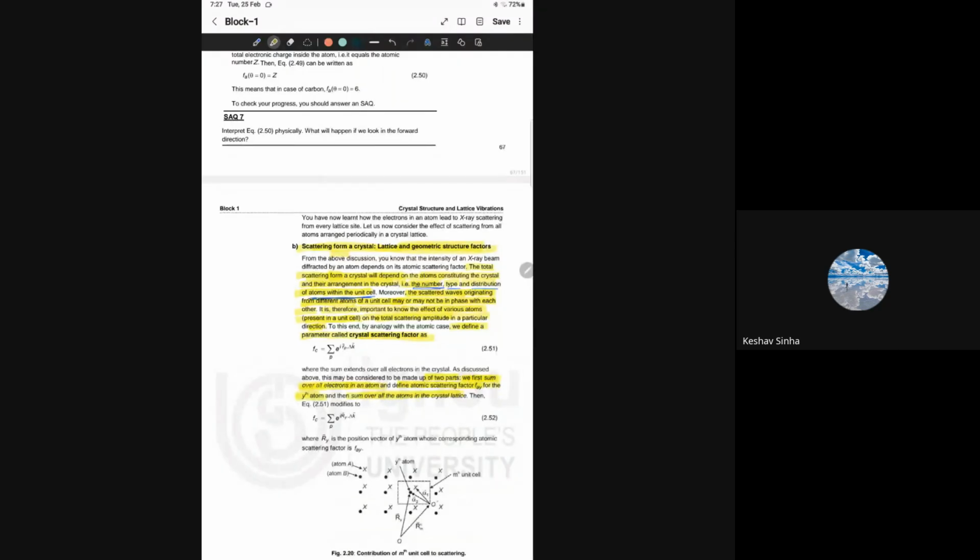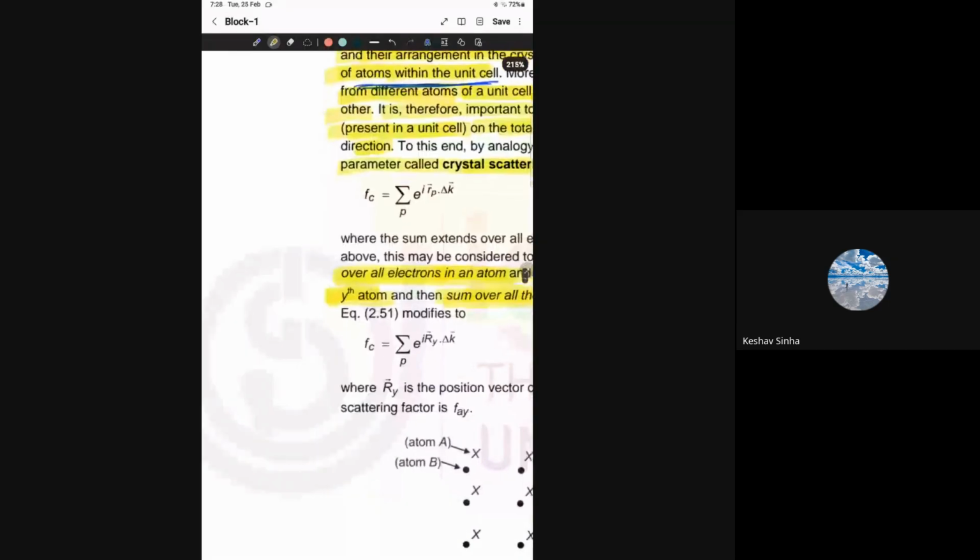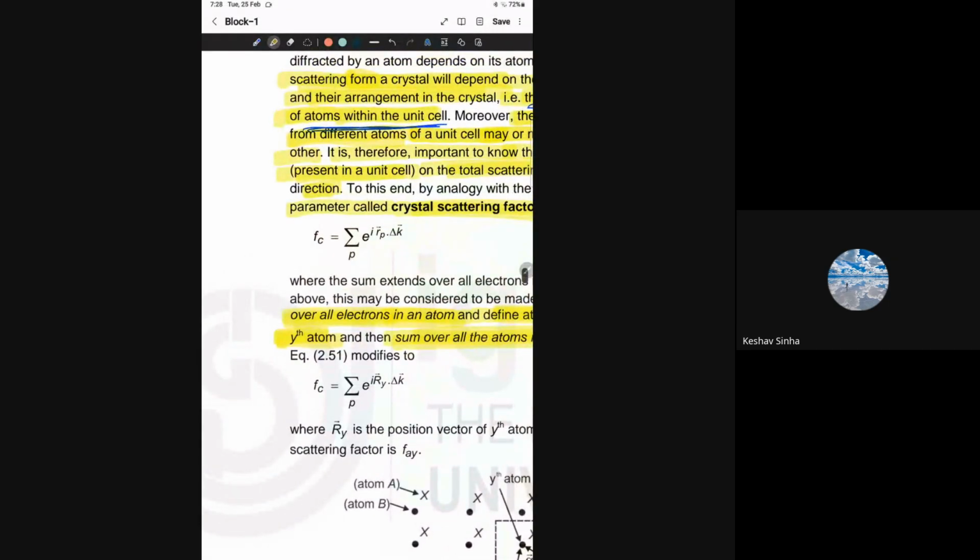First we sum over all electrons in an atom and define the atomic scattering factor for the jth atom, and then sum over all the atoms in the crystal lattice. So Fc will be equal to the summation over j of e to the power i R_j · Δk, where R_j is the position vector of the jth atom.